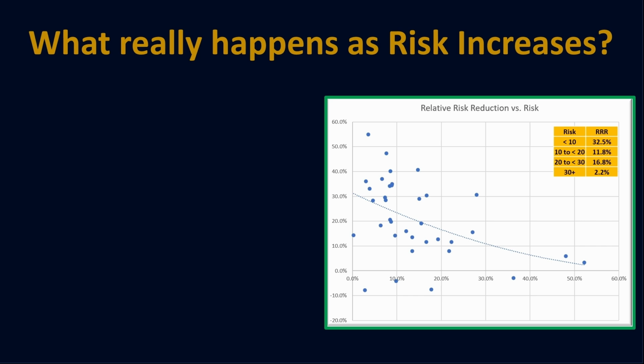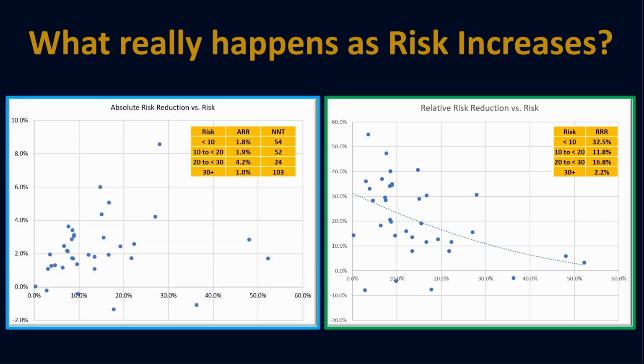From the absolute risk point of view. These are the same trials, but instead of relative risk, we're looking at absolute risk. And we can see with one exception that's pretty high there, below 6%, and most of them are below 4%.